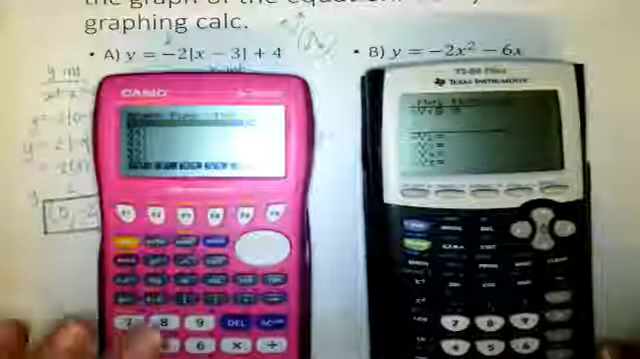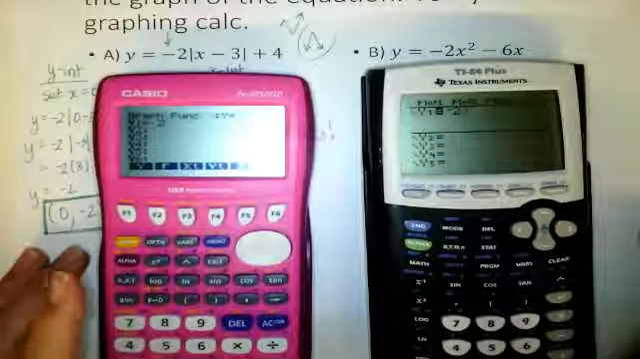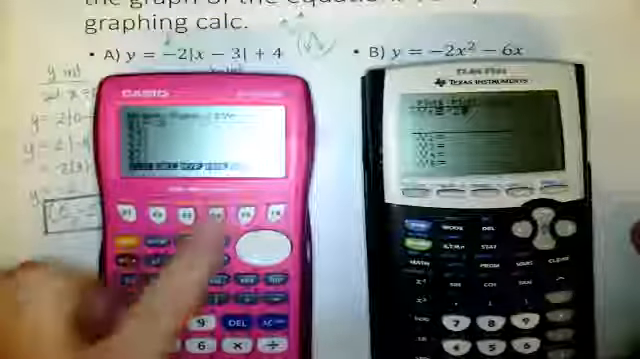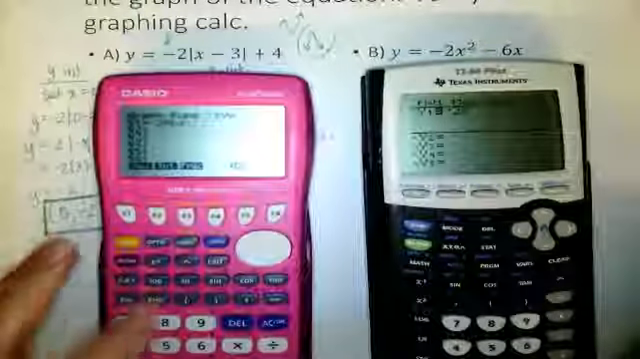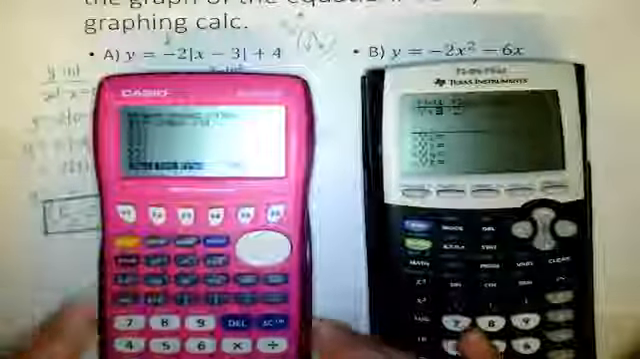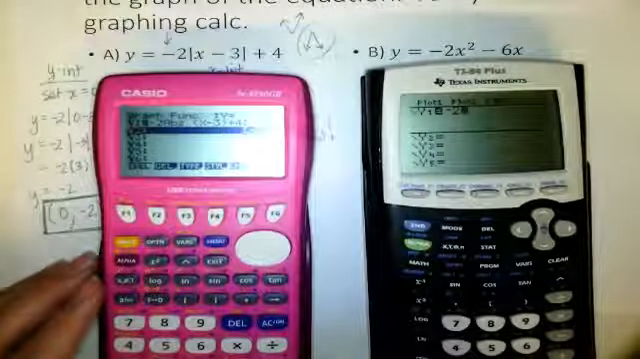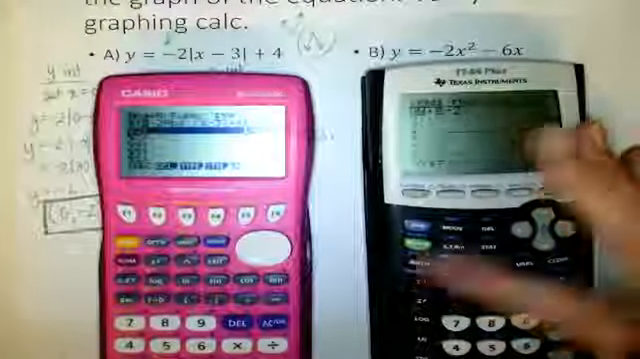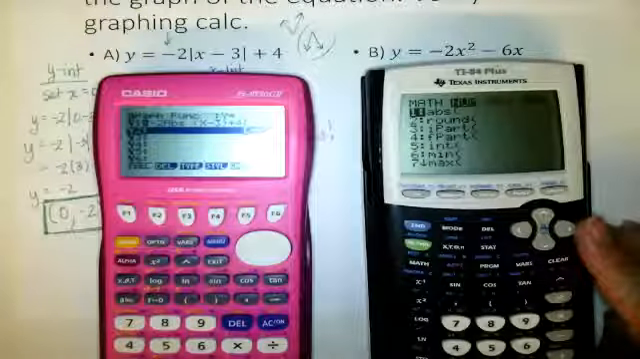So -2 absolute value. For the Casio, if you just press option, under num is ABS. And you'd want to use parentheses there to denote the x minus 3. So x minus 3 and then plus 4 and hit enter. Over here for the TI, absolute value is under math and then arrow over to num, and there's ABS.